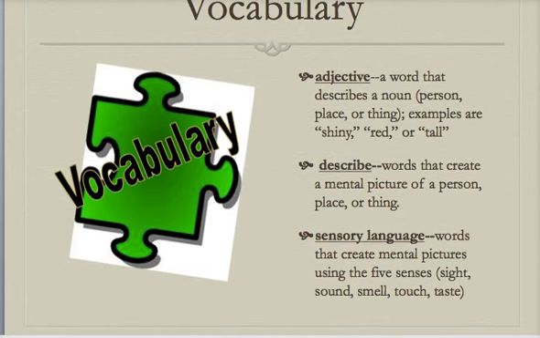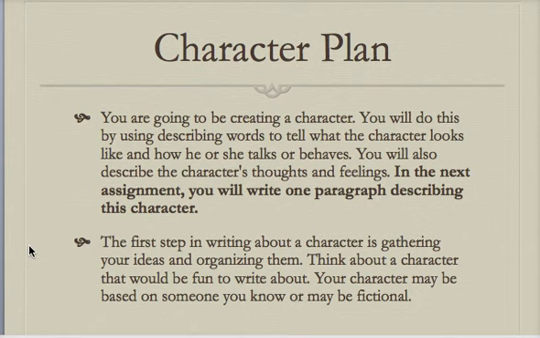And let's go on. Your character plan. You are going to be creating a character, like we said earlier. You will do this by using describing words or adjectives to tell what the character looks like and how she or he talks or behaves. You will also describe the character's thoughts and feelings. So in the next assignment, you will write one paragraph describing this character. Now, just take note, we're not writing a story about the character. You're just going to describe this character so that when I read it, I will be able to get an image in my mind of what your character is like.